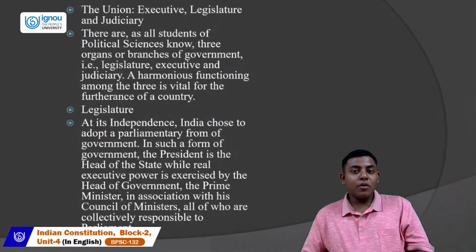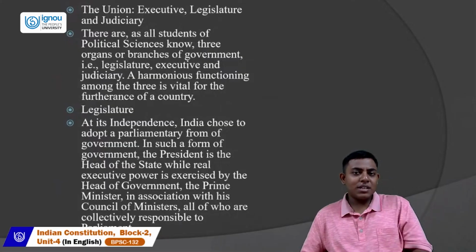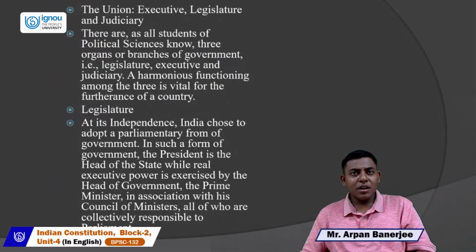Then Article 54 and 55 are regarding the election of the president and the manner of election of the president. Article 57 says that the president is eligible for re-election. Article 58 is pertaining to the conditions of the president's office. So all these provisions are there regarding the President of India. Article 60 is pertaining to the oath of the president. Then there is Article 56 pertaining to the term of office of the president.